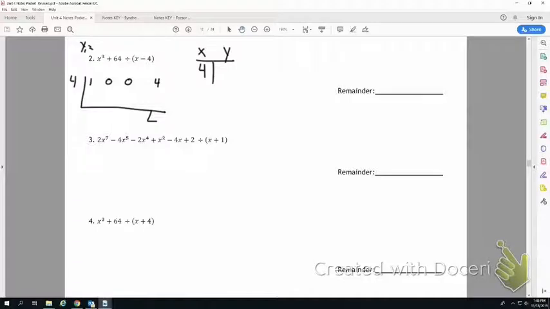So I want you to do those next 3 and figure out what the remainder is, if there is a remainder, and write that on the right side of the page.